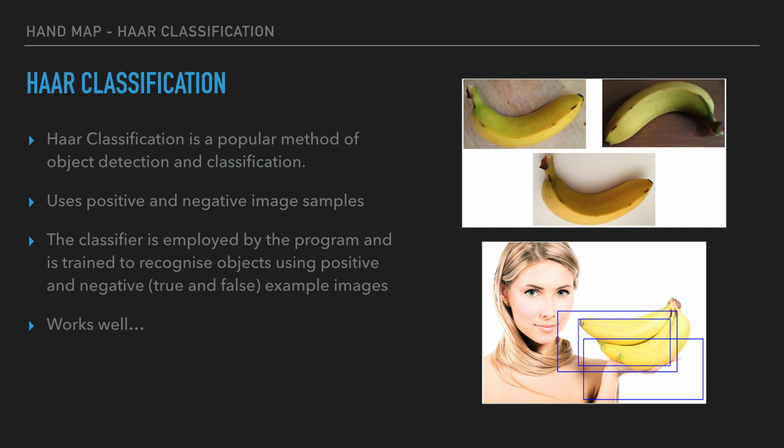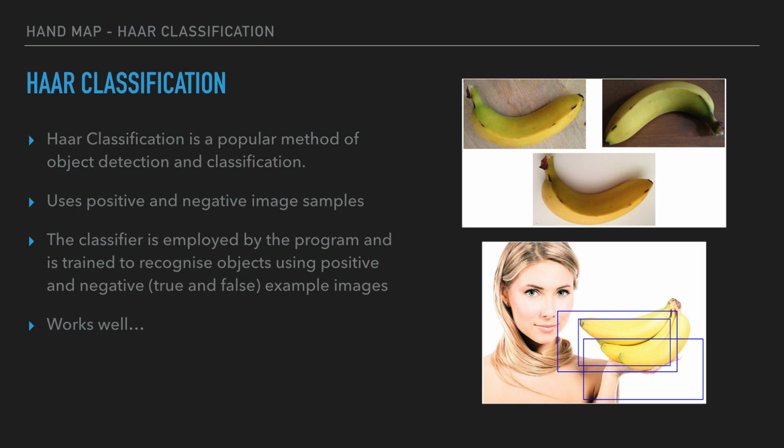The next type of classification or detection method I'm looking at is HAAR classification. It's a popular method for object detection, and it uses a set of positive and negative images to come up with your result. The classifier employs a method of training that's used to recognize types of objects.